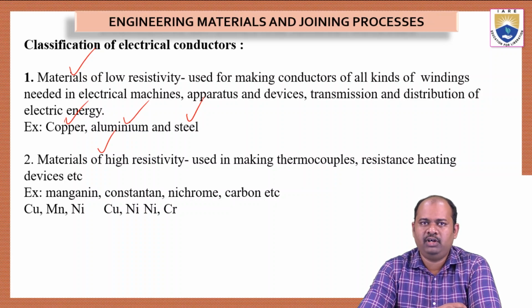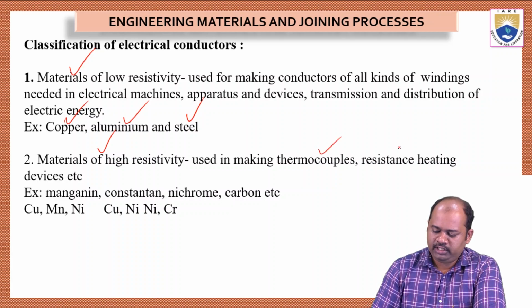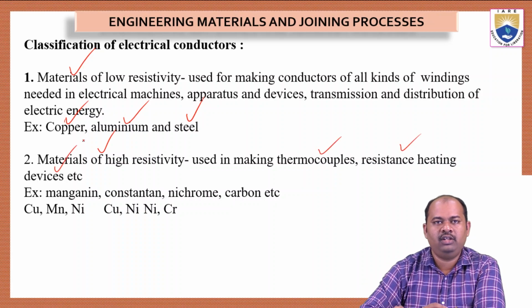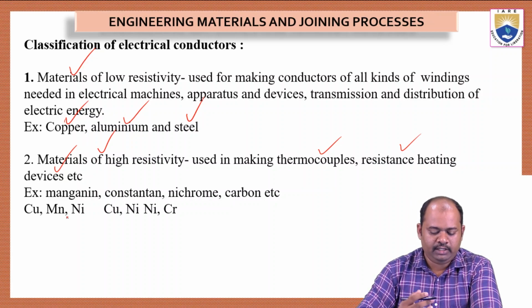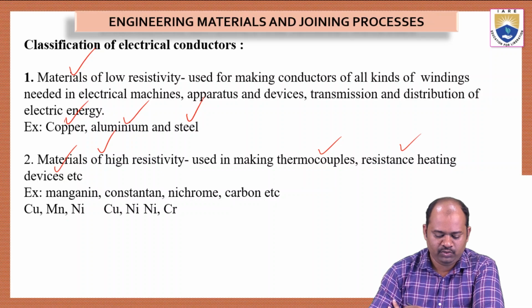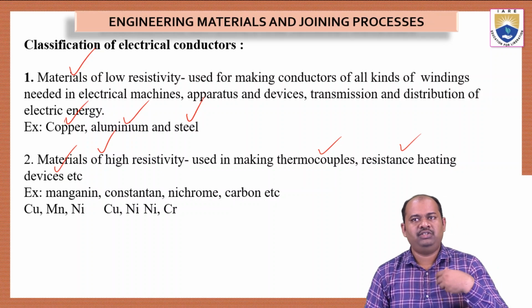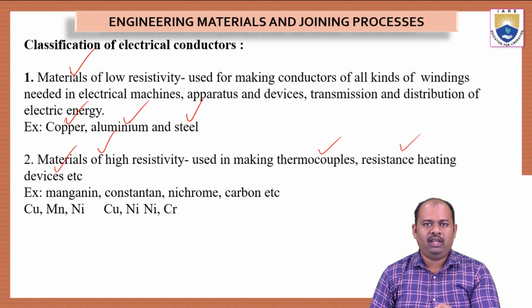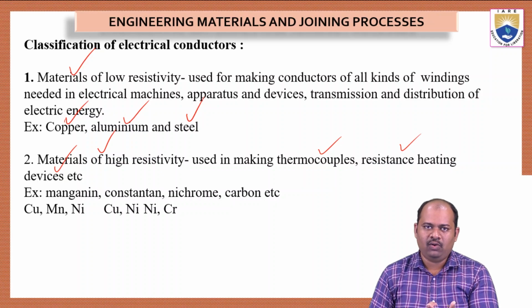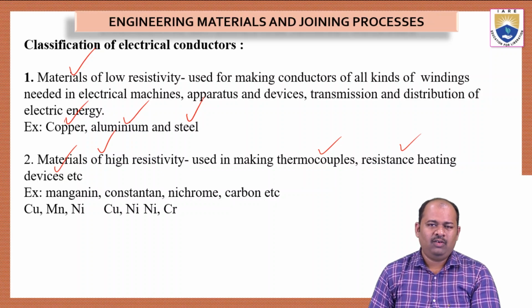And then we have the second type of materials, materials of high resistivity, used in making thermocouples, resistance heating devices, etc. These are high resistive elements. They can be used in different applications where high resistance is required. I take the example of an electric induction stove. When electricity is made to flow through the stove, it will get heated. Now what is the use of heating? This heat can be used to cook food.